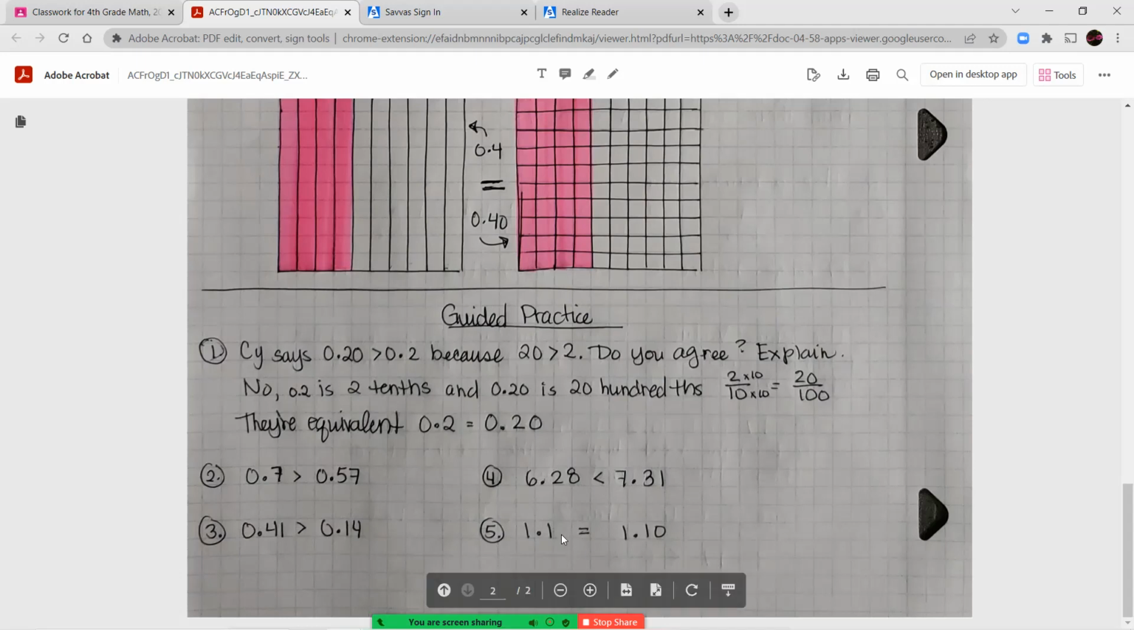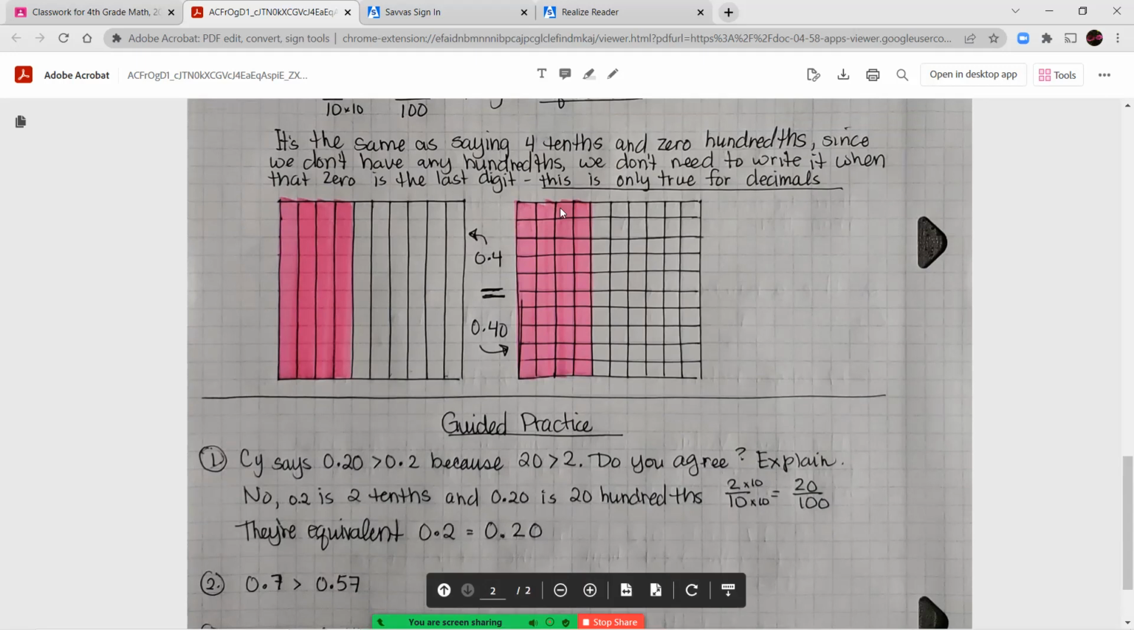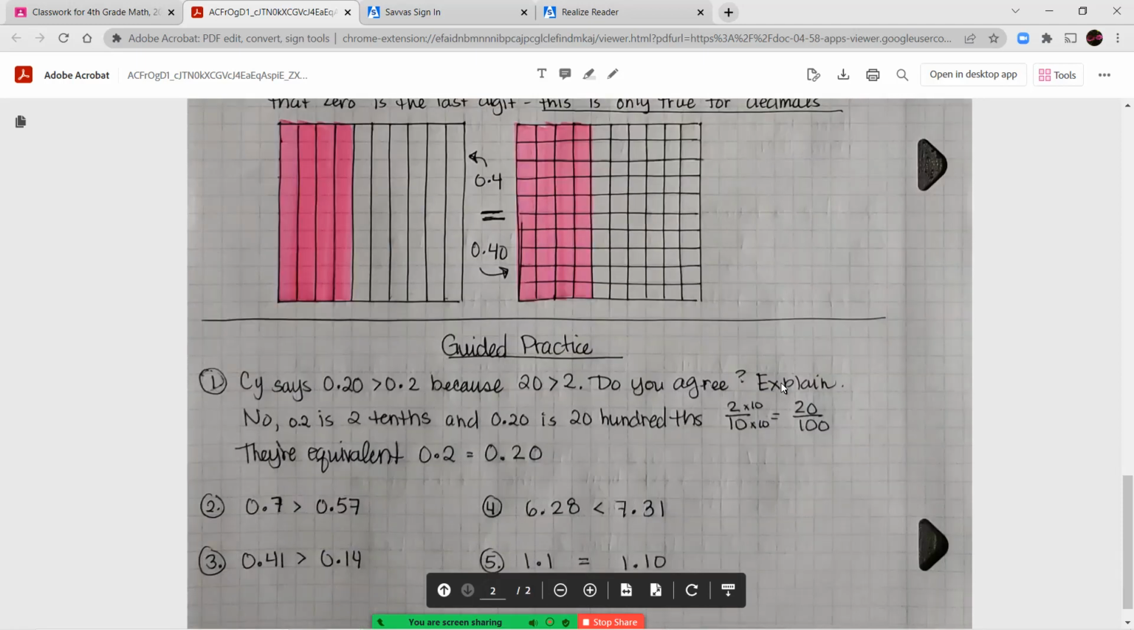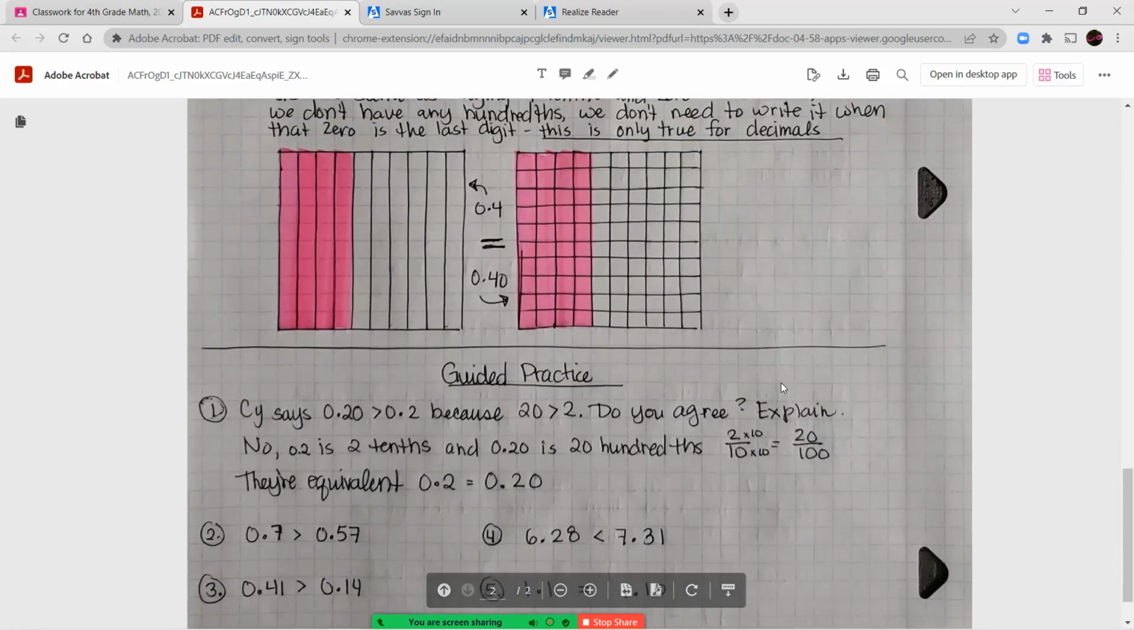And for number 5, 1.1 is equal to 1.10. So this is 1 whole and 1/10 size piece. This is 1 whole and 10 out of my 100 pieces, which is the same thing as saying 1/10 of my whole. Remember, you can drop that 0, or you could add a 0 placeholder onto the end of this one. Either way, your decimals here are going to be equivalent to each other. Remember, if you get confused, look at these, it broken up into 10 pieces or it broken up into 100 pieces, and you'll see that they're made up of this, they've got the same amount colored in, and they're made up of the same total number.